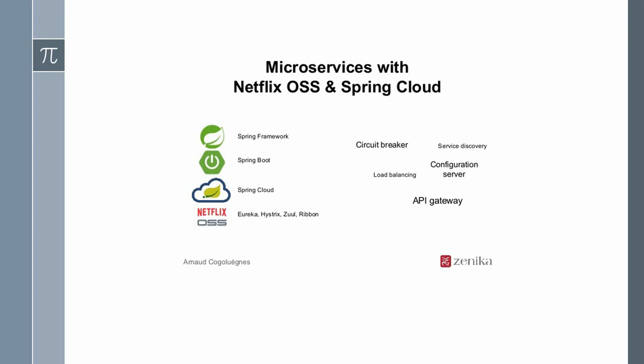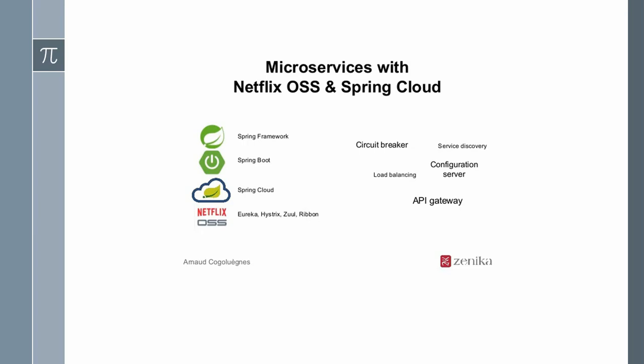That's very good. And as you see here, Zuul is an intelligent and programmable routing framework that you can use in your microservice environment. And Ribbon, I discussed a little about Ribbon, is a client-side load balancing library that has been devised and developed by Netflix.